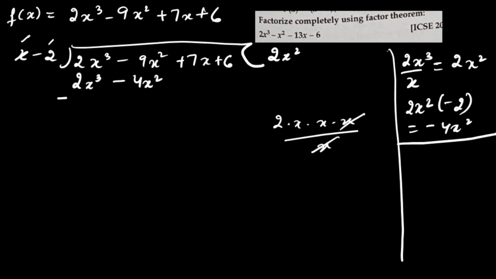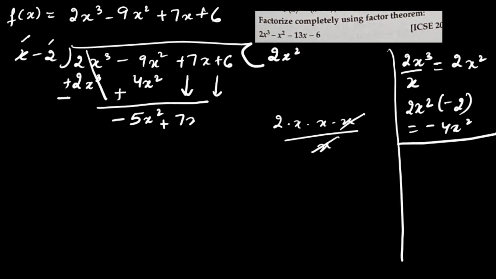Now we have to change the sign. This positive will be changed to negative, negative will be changed to positive. This will get cancelled. Minus 9 plus 4. See, now this minus sign we don't have to include. You just have to make sure you are not using the same sign. Change the sign. So minus 9 plus 4 is minus 5x square. These two terms we can bring down: plus 7x plus 6.